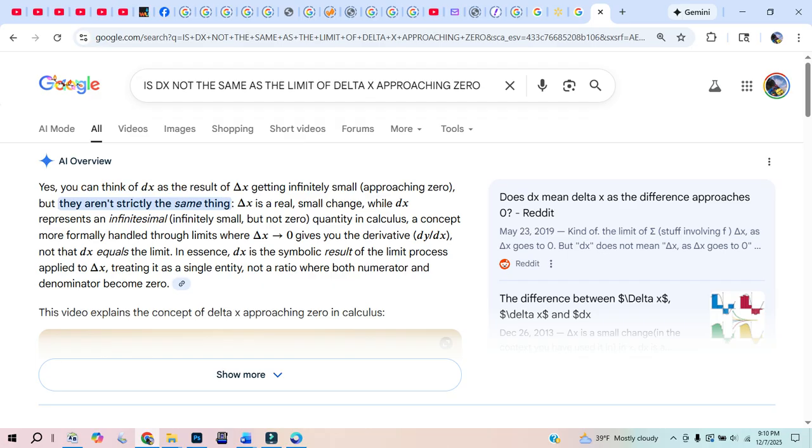So in essence, this dx symbol is the symbolic result of the limit process applied to delta x, treating it as a single entity, not a ratio where both numerator and denominator become 0. Let's see what they say. In essence, dx is the symbolic result of the limit process applied to delta x. Treating it as a single entity, dx. So they're saying, not a ratio where both numerator and denominator become 0. Okay, heck yeah. So I think I'm good there.